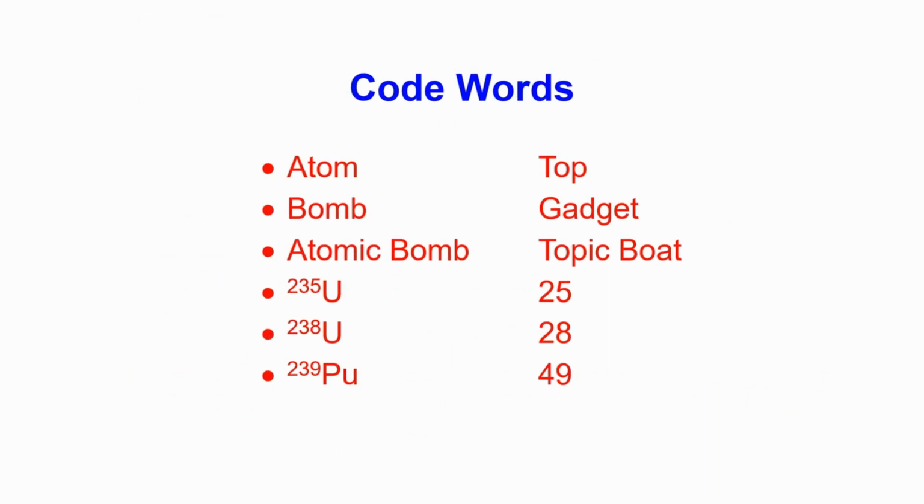All right, so these were some of the code words. Atom was the top, bomb was a gadget, the atomic bomb was a topic vote, and then the isotopes that were important to you: uranium-235 was 25, uranium-238 was 28, and plutonium-239 was 49. And so you didn't use the terms uranium or plutonium, you used the numbers. There were also a number of places like Los Alamos that couldn't be mentioned by name.